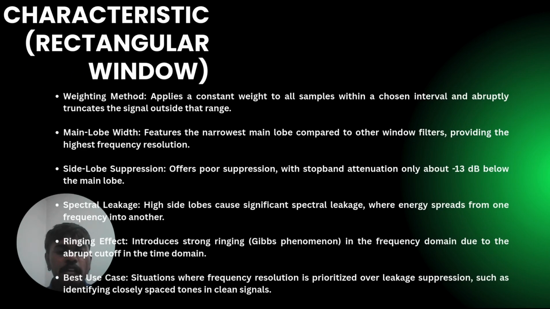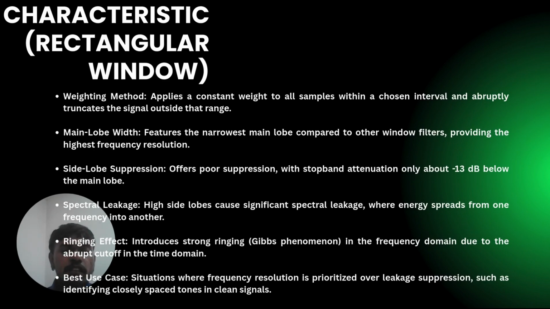Now let's dive into the specific technical characteristics of the windowing functions, starting with the rectangular window. As we can see in this slide, the weighting method for a rectangular window is the most straightforward. It applies a constant weight of 1 to all samples within a specific interval and then abruptly drops to 0. This brick wall truncation in the time domain is what defines its behavior in the frequency domain.